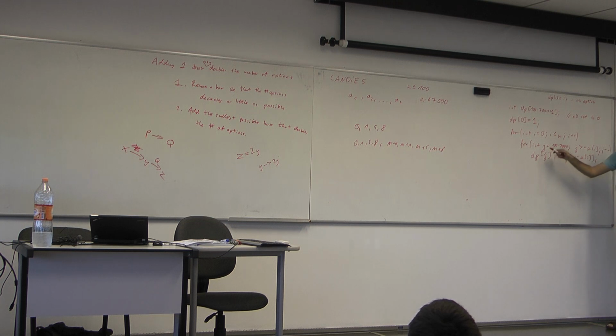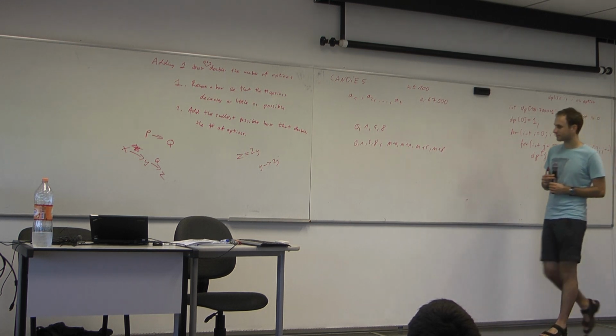This loop is going from top to bottom because we can use each box only once. And then if we have an option of getting something, dp of i minus a of i candies, then we also have an option of getting this number plus a of i candies.